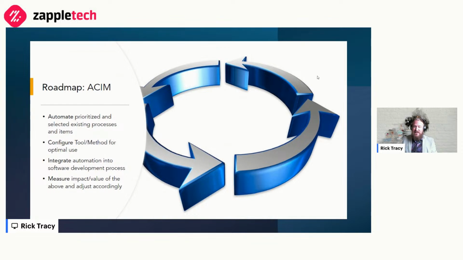The second part is the automate, configure, integrate, and measure step. Here you want to be sure that you're prioritizing the things that are high value for automation. In my opinion, it's best to prioritize existing processes and items that you already know are repeatable, that already are there, simply because there's a low-hanging fruit. It's really easy to do. And that gives you immediate value. You also want to make sure that any tools or methods that you're using have been configured for your use. Most things, even when they say they work right out of the box, need a little tweaking. So be sure to get that set up before you go on in and start building.